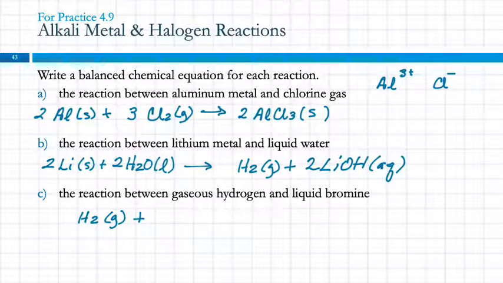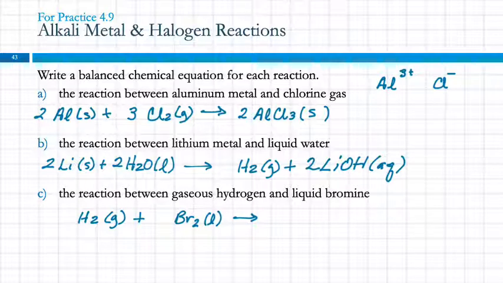And liquid bromine. That's Br. Is it diatomic? Yeah, that's the brown. So Br2, and they're telling us it's a liquid. We can also see that it's a liquid from its color on the wall periodic table. It's blue. That means it's a liquid at room temperature. And these are going to react.